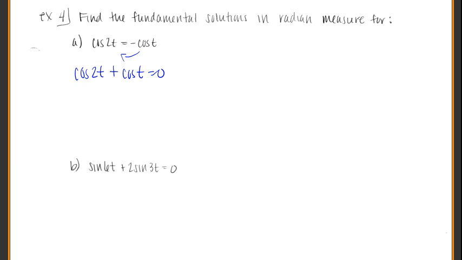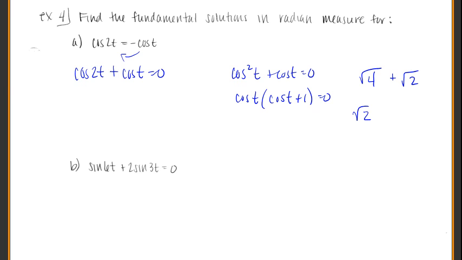And I would like to factor, but remember, if it was cosine squared t and a cosine t, then I could factor and pull out a common cosine t, which leaves me with cosine t plus 1. But with this 2t, you really can't pull them out because they're not common. That's like saying the square root of 4 and the square root of 2, and you're like, oh, let's factor out a square root of 2. Nah, not going to happen that way.